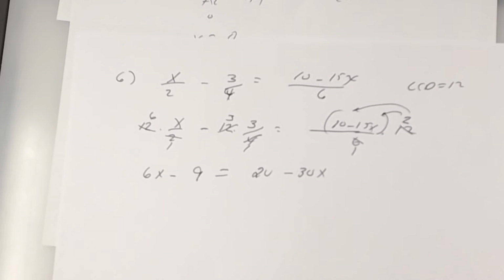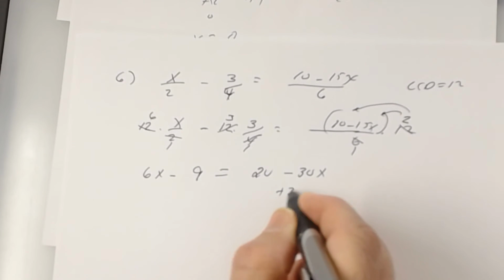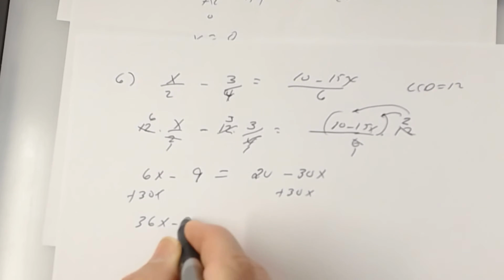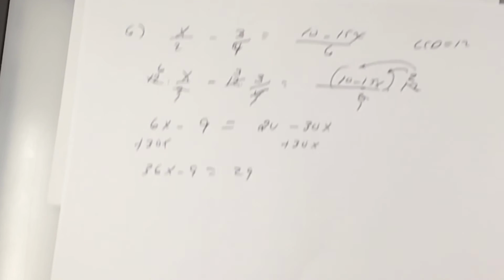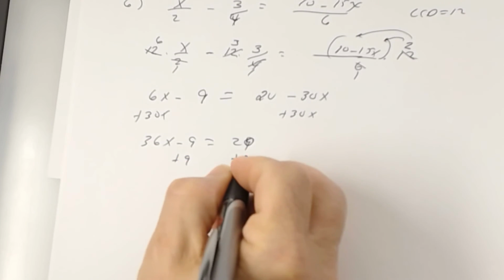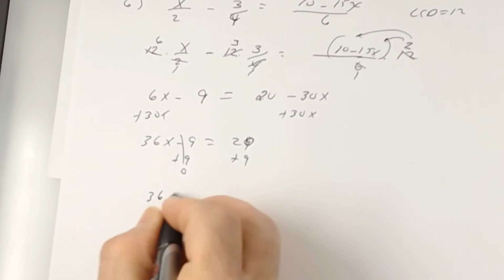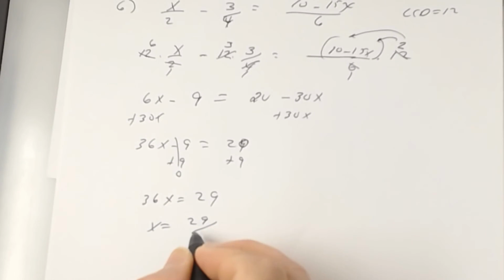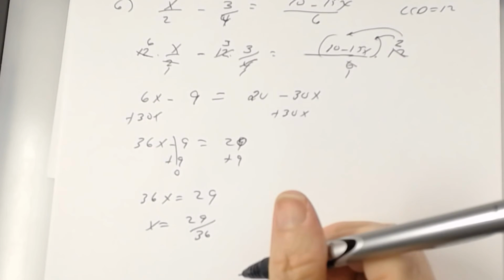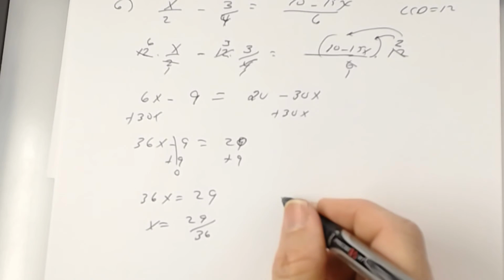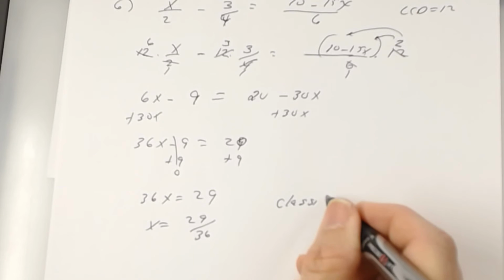All right, we're almost done with that part. So then let's add 30x to both sides. Add 30x to both sides. Equals 20. Then you're going to add it. So 36x equals 20, so x is 20 over 36, which reduces. So I get a solution, right? Yes. What is this classified as? Conditional.